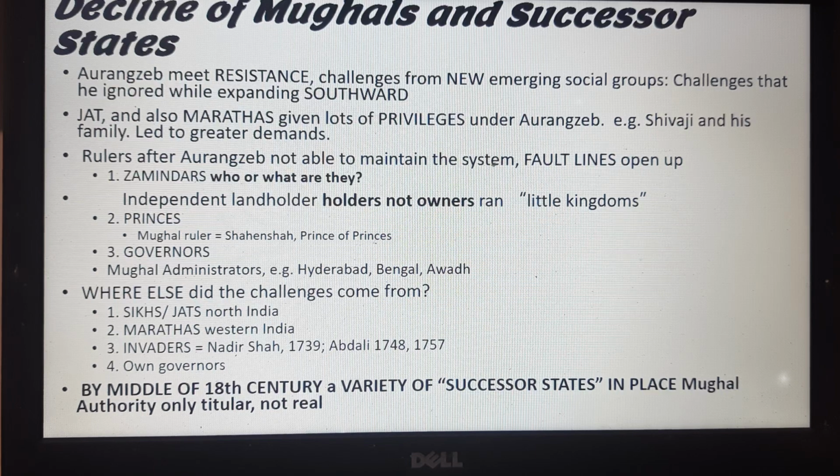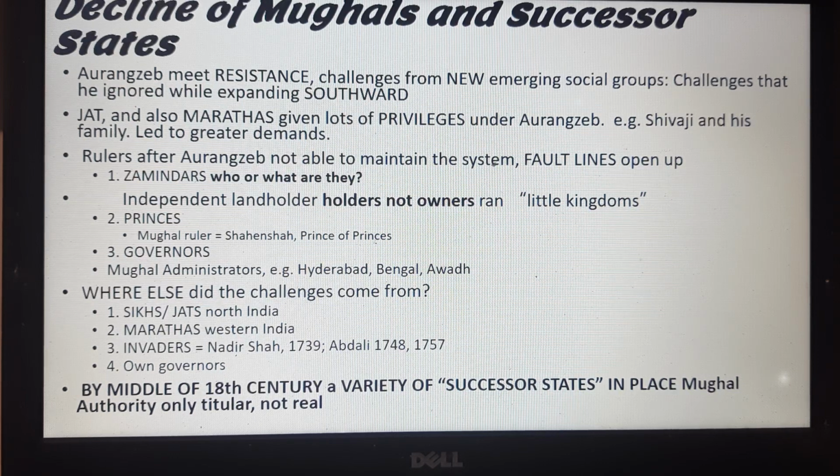Zamindars were independent landholders, not owners, like little kingdoms they were having. Next, the princes were there, the Mughal rulers, like the Shahanshah or the prince or the princesses they were called. Next, the governors were there, who were Mughal administrators over Hyderabad, Bengal and Awadh, and later they became the Nizams. Where else did the challenges come from?